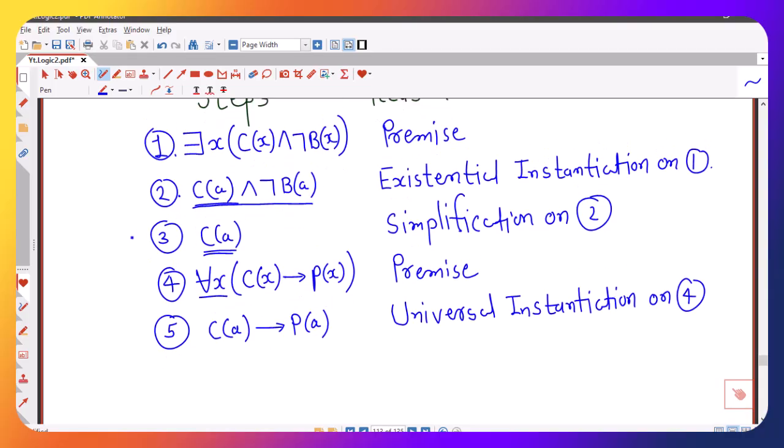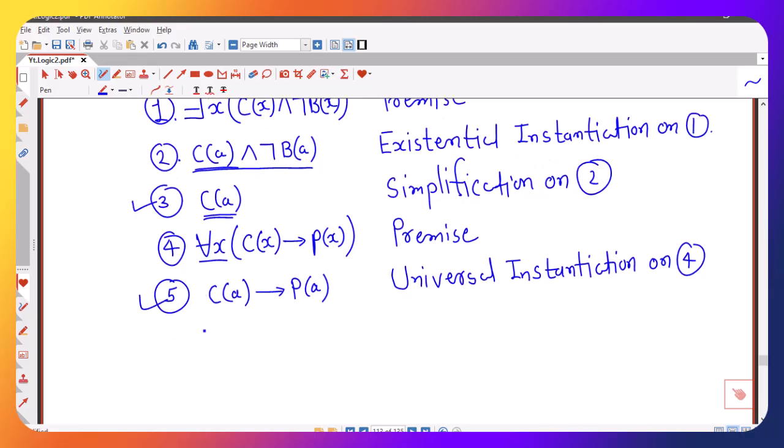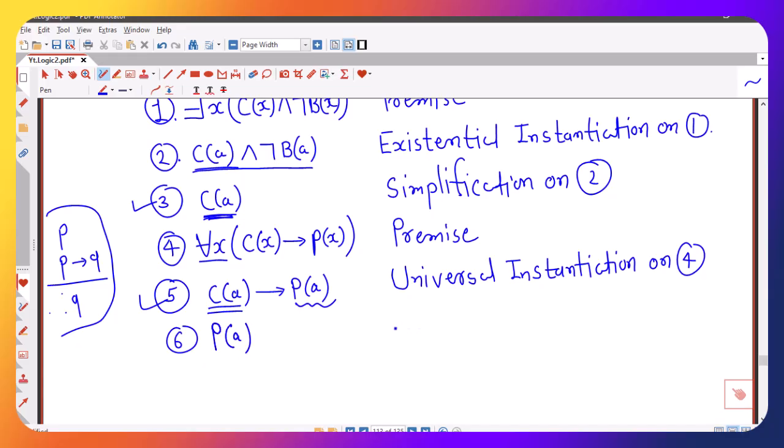Now if you observe steps number 3 and 5, then you can see that they are propositions and they are in this form: P and P implies Q, therefore Q. This is our familiar modus ponens rule of inference for propositions. So here you can see, if you compare these 3 and 5 with this, then instead of P I have C of a and the conclusion is P of a. So using modus ponens on 3 and 5 I obtain P of a, and I have to write the reason: modus ponens on 3 and 5.